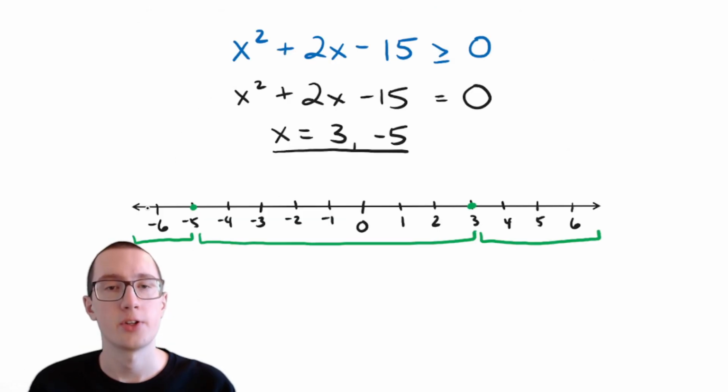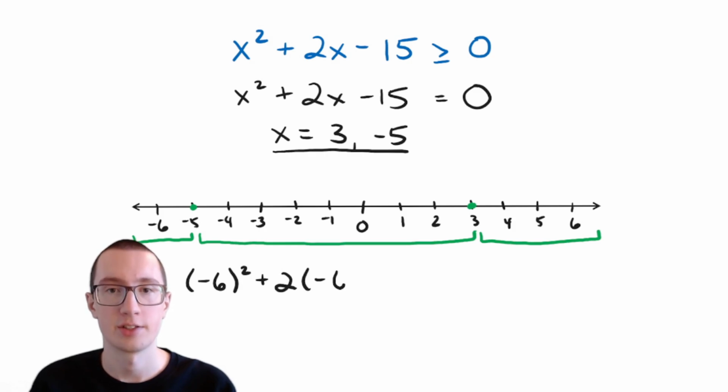So let's go ahead and test out a number in this section first, the one to the left. Anything less than -5, to the left of -5, will work. So let's try out -6. We're going to plug in -6 into this equation, and if the inequality is true, then we're going to fill in this whole section. So we're going to replace x with -6. So x squared becomes -6 squared, plus 2 times -6, because that's x, minus 15 is greater than or equal to 0.